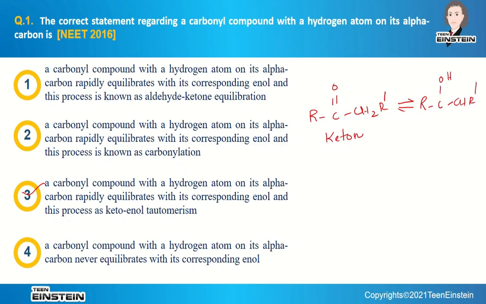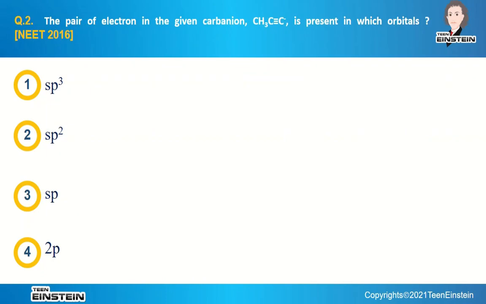So the interconversion of the two forms, that is keto and enol, involves the movement of alpha hydrogen and the shifting of bonding electrons. So a carbonyl compound with a hydrogen atom on its alpha carbon rapidly equilibrates with its corresponding enol, and this process is known as keto-enol tautomerism. So the correct statement is option 3. Next, move on to the second question.